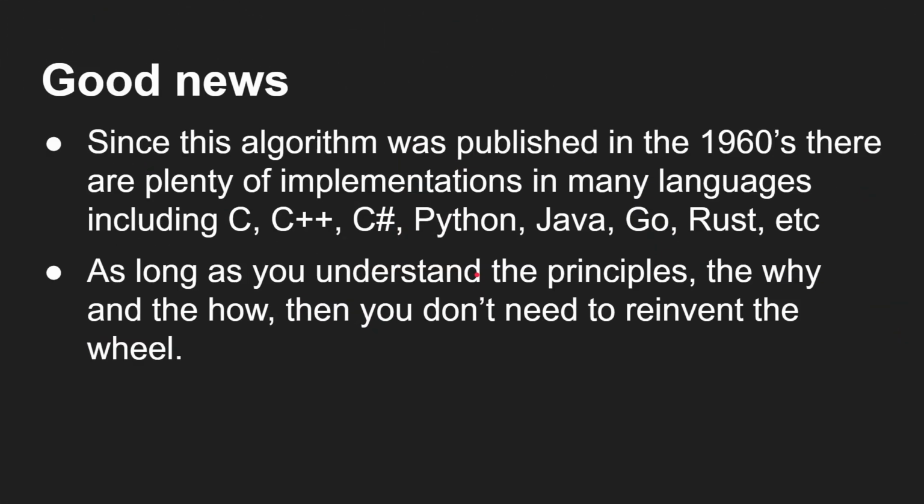Now the good news is, since this algorithm was published in the 60s, there are plenty of implementations in many languages, including C, C++, C#, Python, Java, Go, Rust, whatever you want. As long as you understand the principles as I've just shown you, that the tree is balanced, that to balance it you do it by rotations, then you don't need to reinvent the wheel. Just like today, there's lots of libraries for cryptography and for linked lists and for all kinds of dictionaries and all kinds of data structures, particularly in languages like Python or C++. You don't need to do it again, just use what's already there.